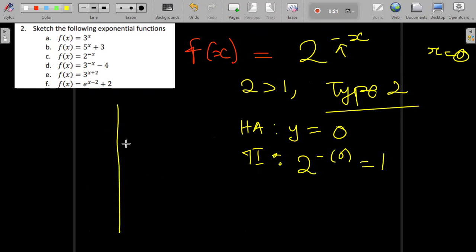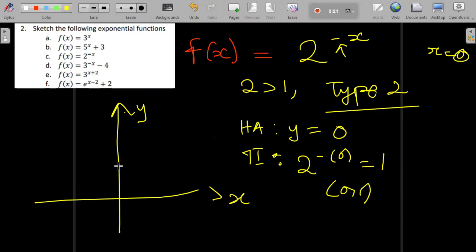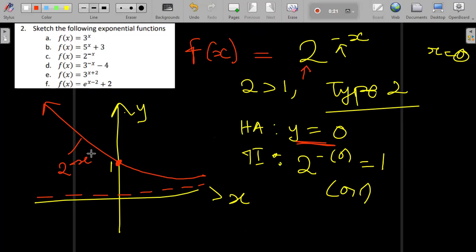Okay, so we can sketch this. This is our y, this is our x. So this is like (0, 1). So (0, 1) is here, and I'm going to plot that point. And then the horizontal asymptote is y equals 0, so it will come like that. Initially it was a type 1, so it would start from here and then go like that, right? But because there's a negative in the power, it will start from the right and then go like this. So this here is the sketch of 2 to the power minus x. So take note of what you have in the power.